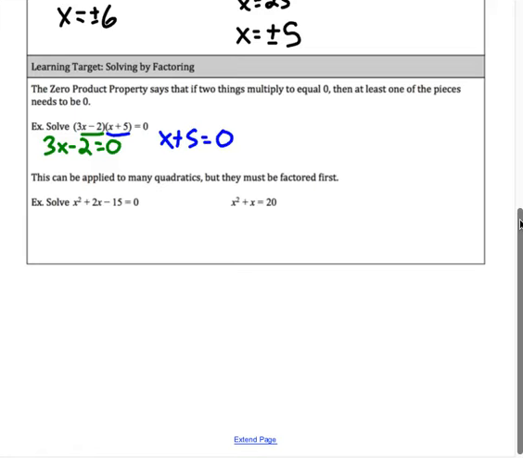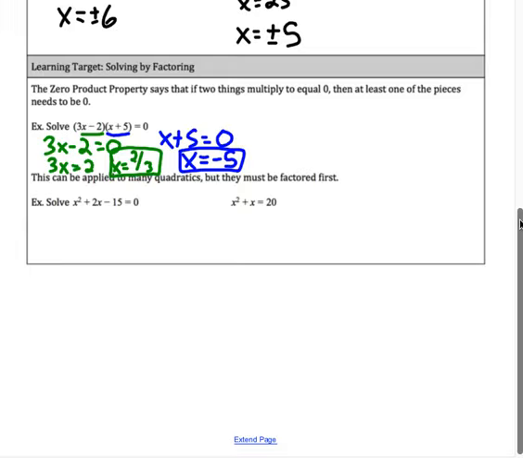Now the x plus 5 being 0 is one of the easiest things ever, right? That just becomes negative 5. The other one takes a little bit more work. And what I mean by that is you have to add the 2 over, and then you have to divide by 3. But that's how we get our two answers, okay? Both pieces could equal 0, so you have to solve them both for 0.